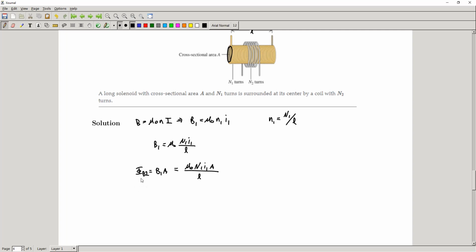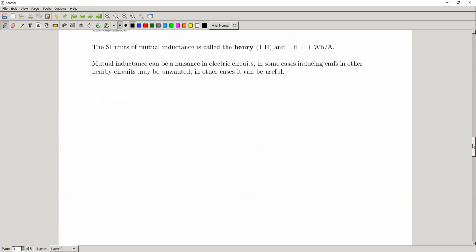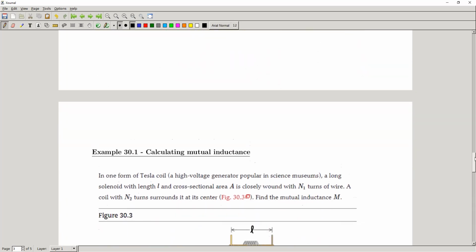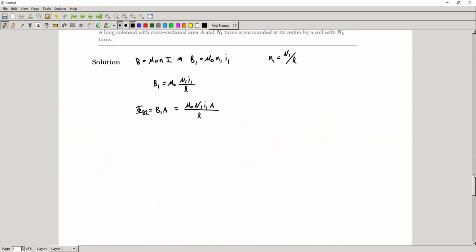All right, so we can then ask ourselves, what is the mutual inductance here? We have an expression now for mutual inductance right here. We know what the magnetic flux through coil 2 is. We know the number of turns in coil 2, and we know, at least in principle, what the current we're running through, I1, is. So we can write it down like this.